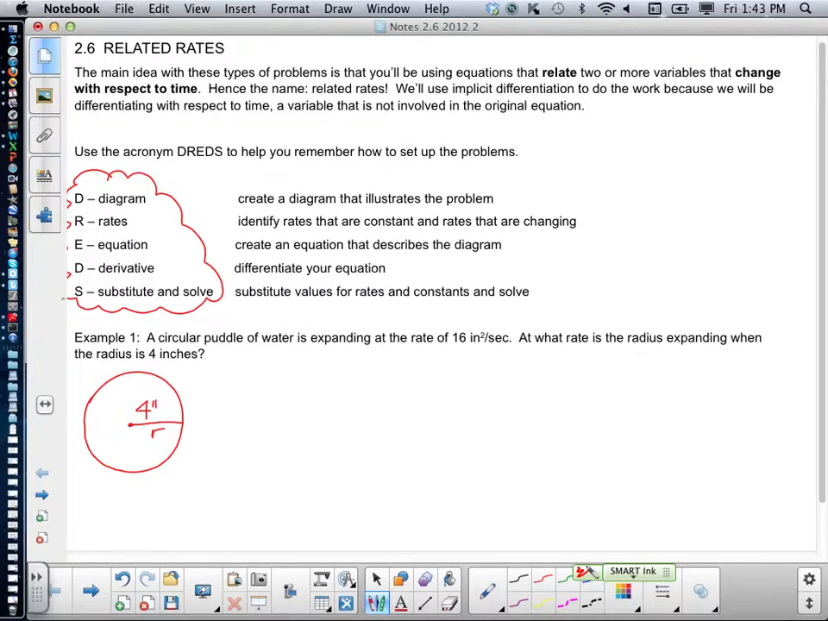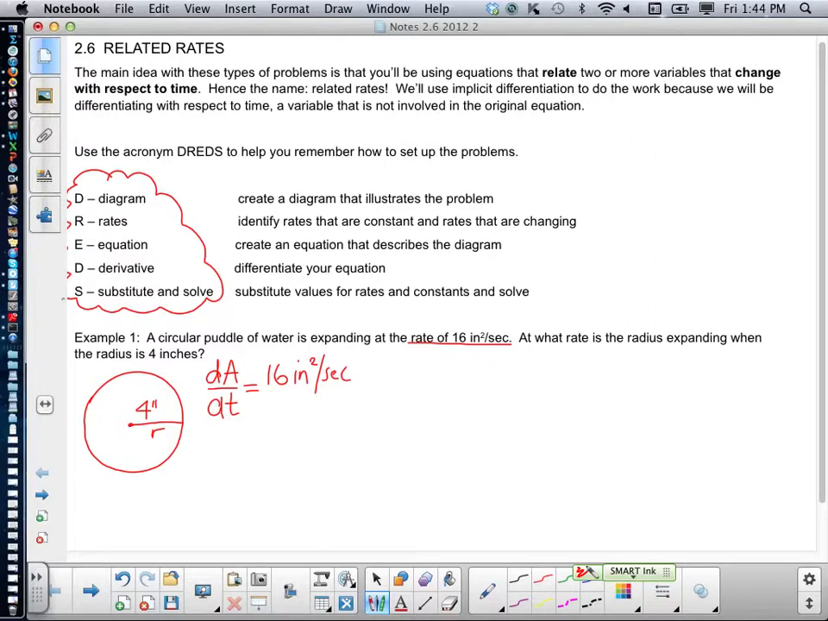And then let's talk about the rates that we have. The first rate tells us that the circular puddle of water is expanding at this rate. So that's a change in what? Change in area. Yeah, that's a change in area with respect to time. So I'm going to call that dA/dt. I'm identifying what the rates are. So I have dA/dt equals 16 inches squared per second.